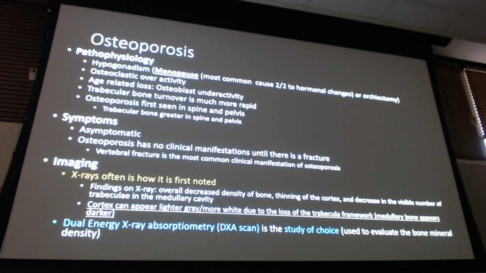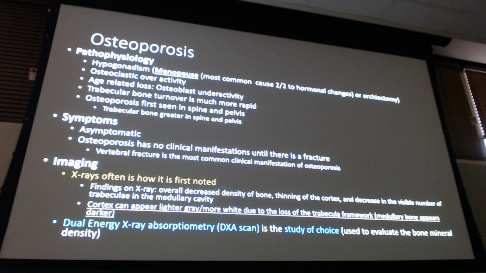So, what is a DEXA scan? A DEXA scan is basically like a low absorption X-ray. It's less X-rays than normal. We're not looking for fractures. We're truly just evaluating the density of the bones of the patient, okay?